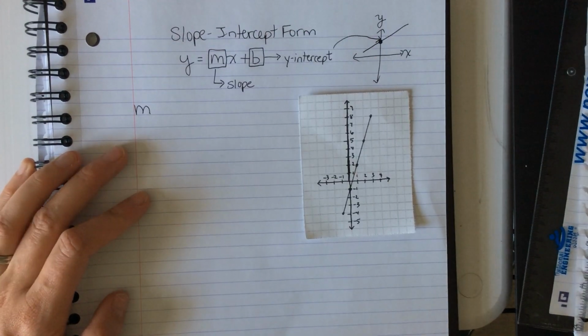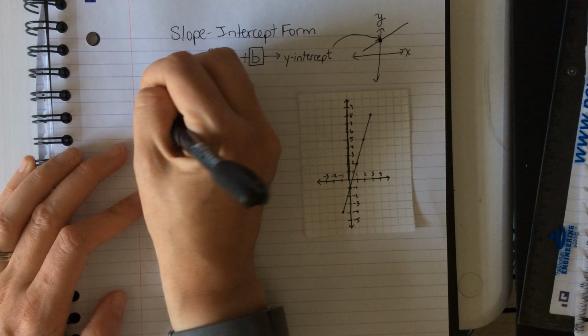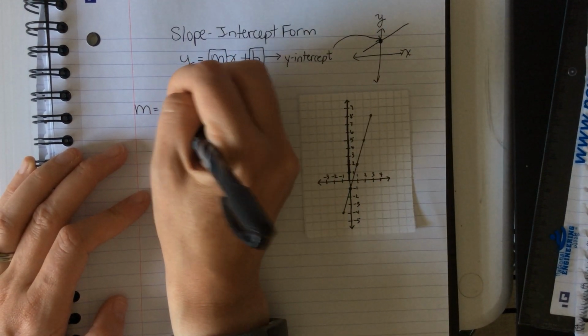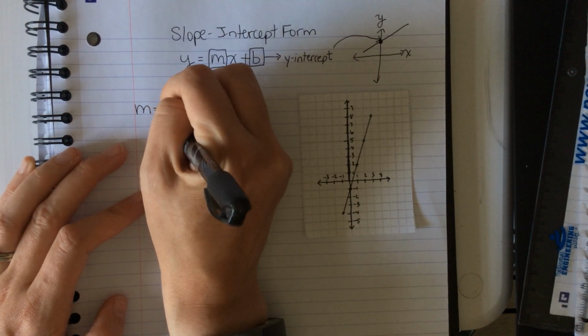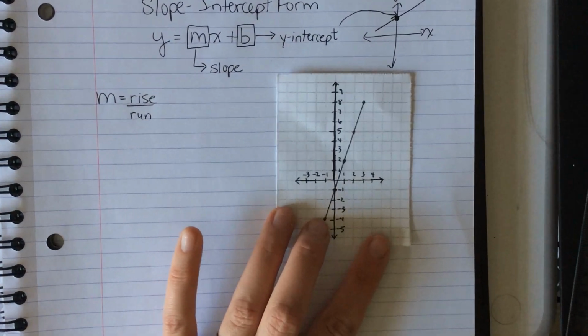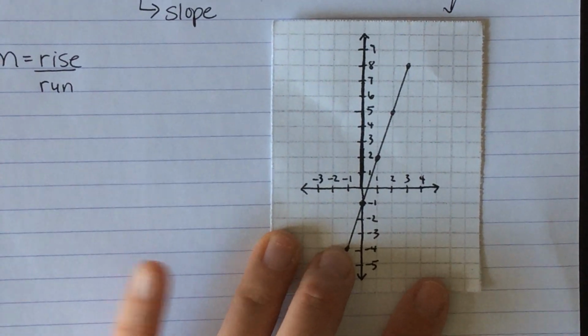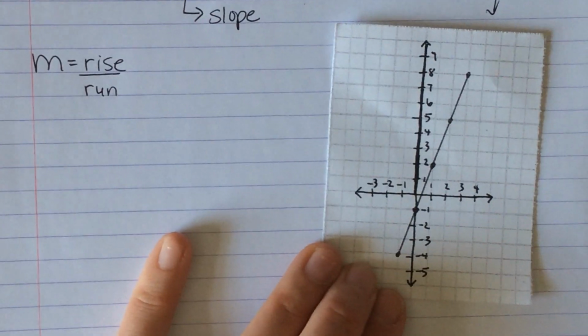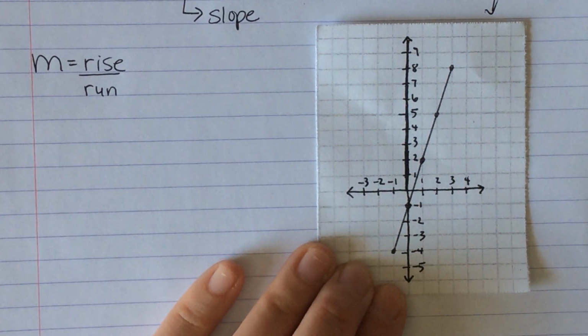Slope is represented by the letter m. Another way to think about slope is to think of it as rise over run. This is particularly helpful if you have a graph in front of you. From point to point, we want to see how much the graph is rising, up and down, and then how much it is running from left to right.